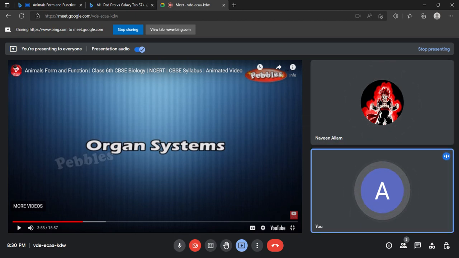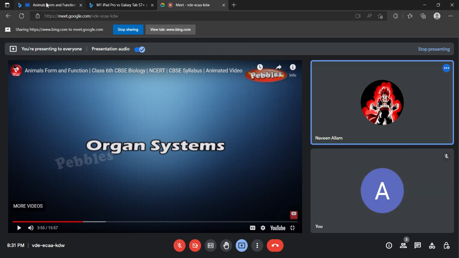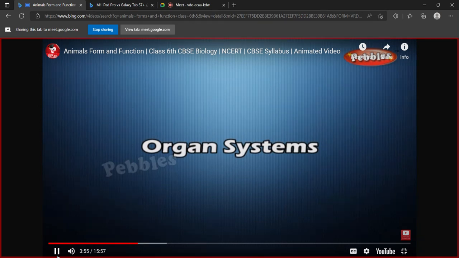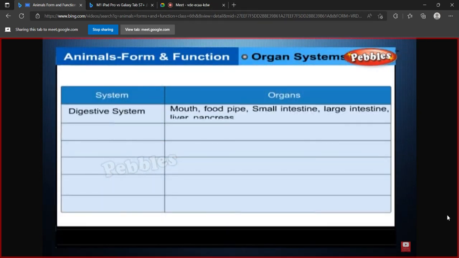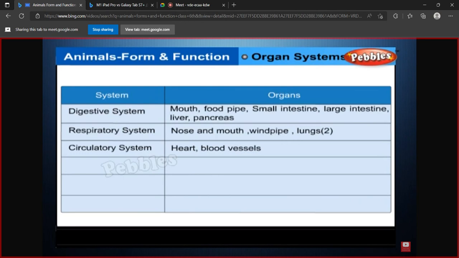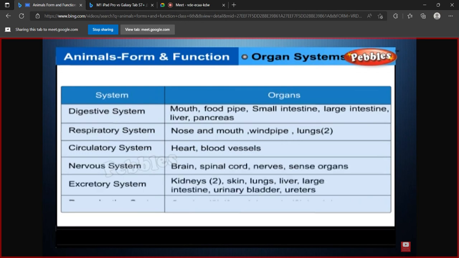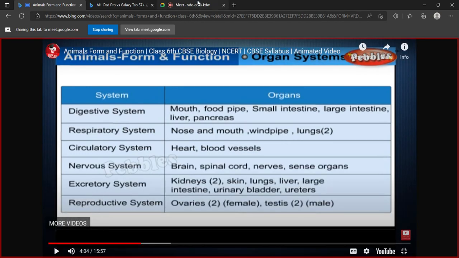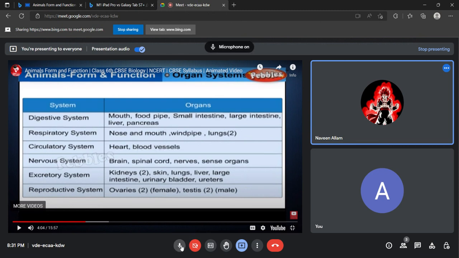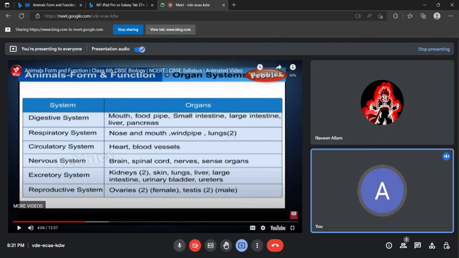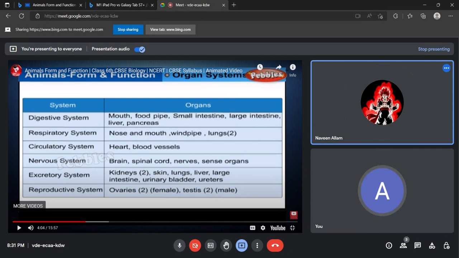Now we will deal with the organ systems. These organs come together and make organ systems, so that we have to see now. Organ systems and their organs are listed out. We have the digestive system, the respiratory system, the circulatory system, the nervous system, the excretory system, and the reproductive system.